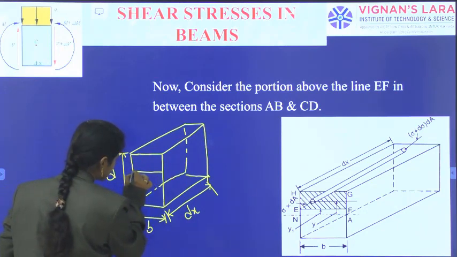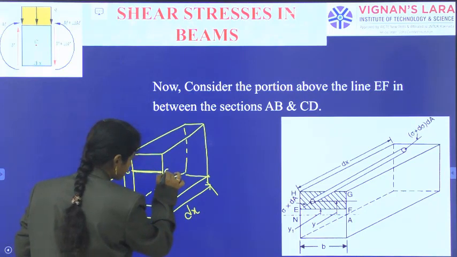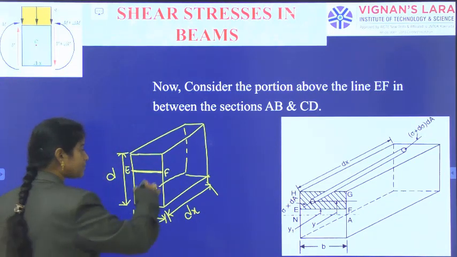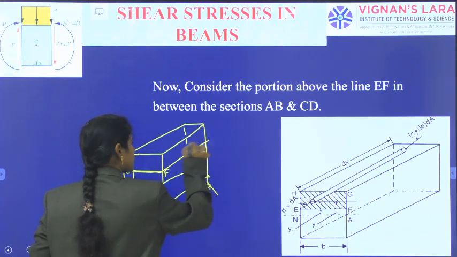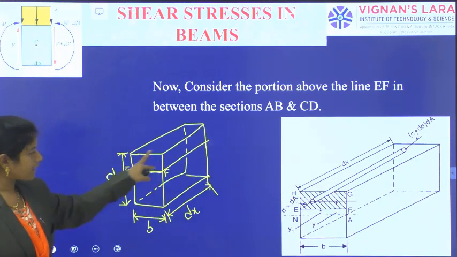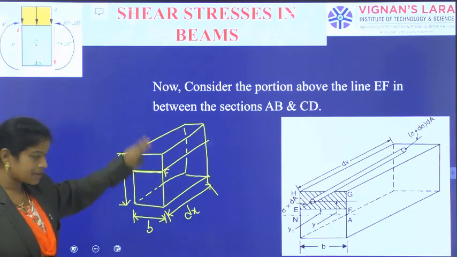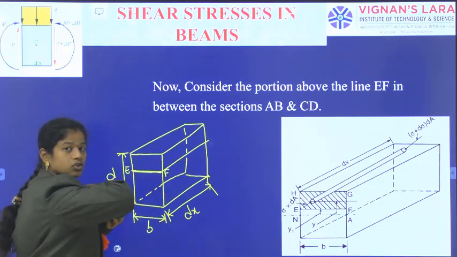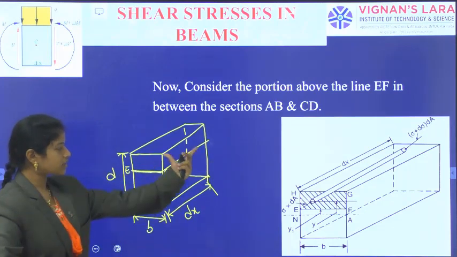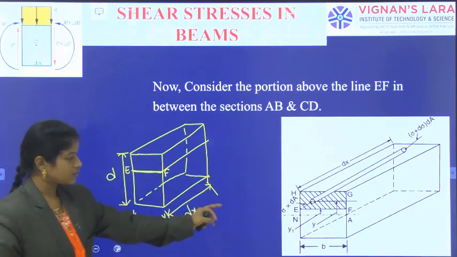Just now we have indicated the EF line here, right? So this is EF, and this EF line will be continued. Above that portion, I am indicating only this dx portion's front. When I see the AB section, I can observe the EF line, and when we cut the section like that, we get the portion above the level EF on the sections between AB and CD. This is the indication we have done.